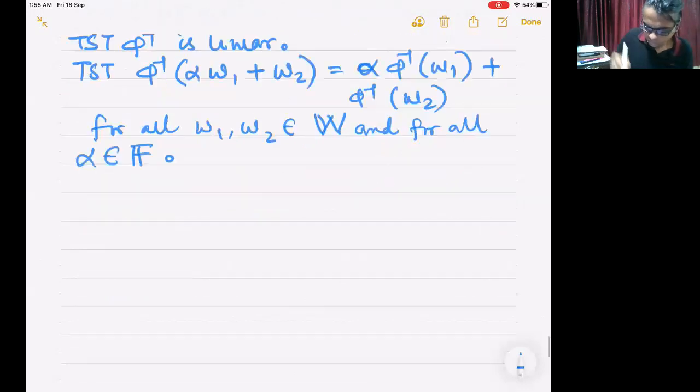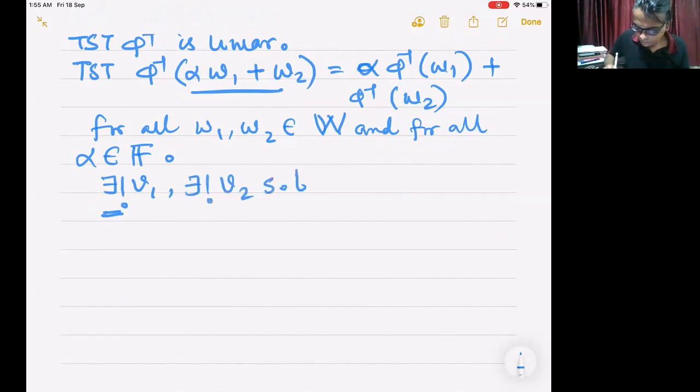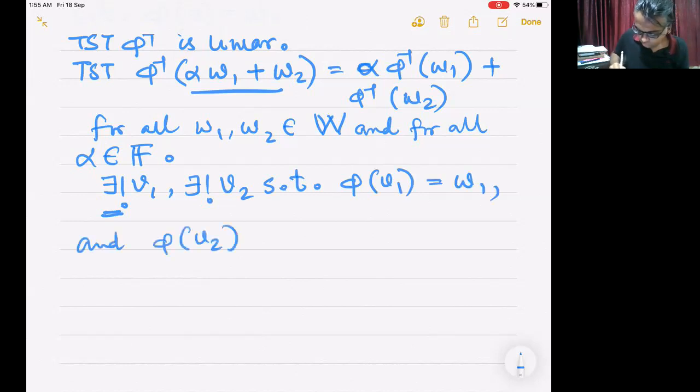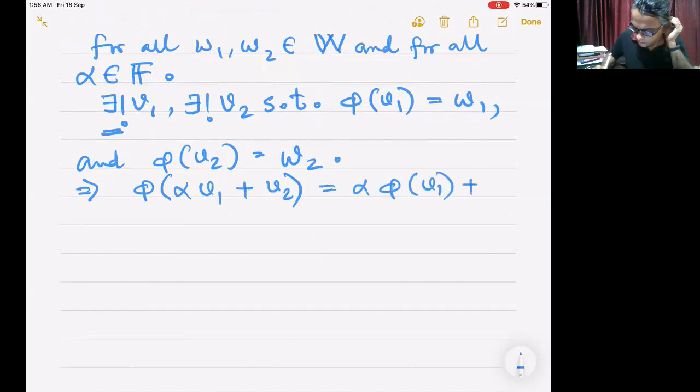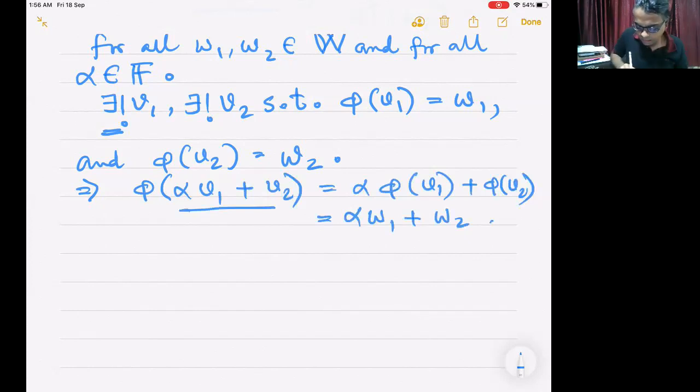Now, because I have this W1 and W2, there exists a unique V1. This exclamation mark after the 'there exists' means it's unique. There is this unique V1 and unique V2 such that phi V1 is equal to W1 and phi V2 is equal to W2. So this implies phi of alpha V1 plus V2 is equal to alpha phi V1 plus phi V2 by linearity, which is the same as alpha W1 plus W2, which means this vector is a vector such that when phi acts on it, it produces this vector.